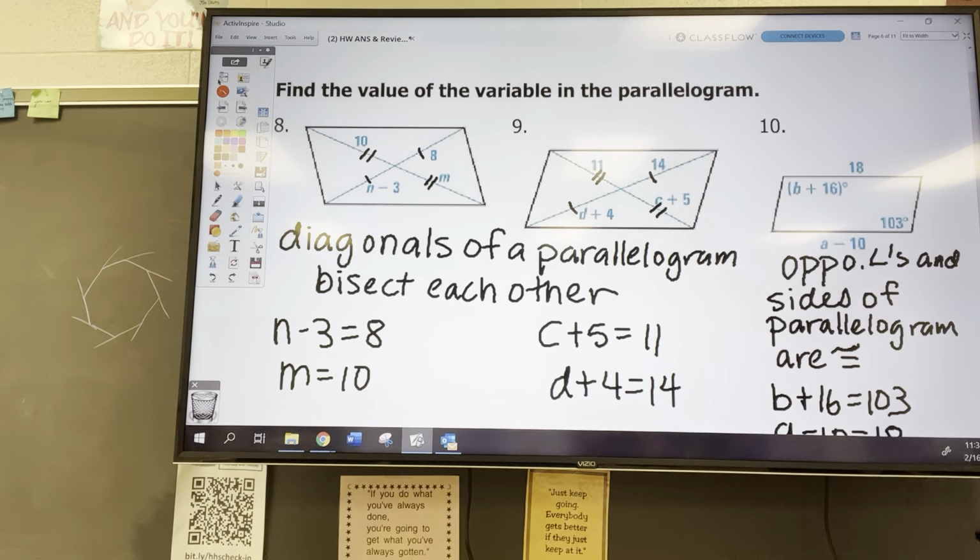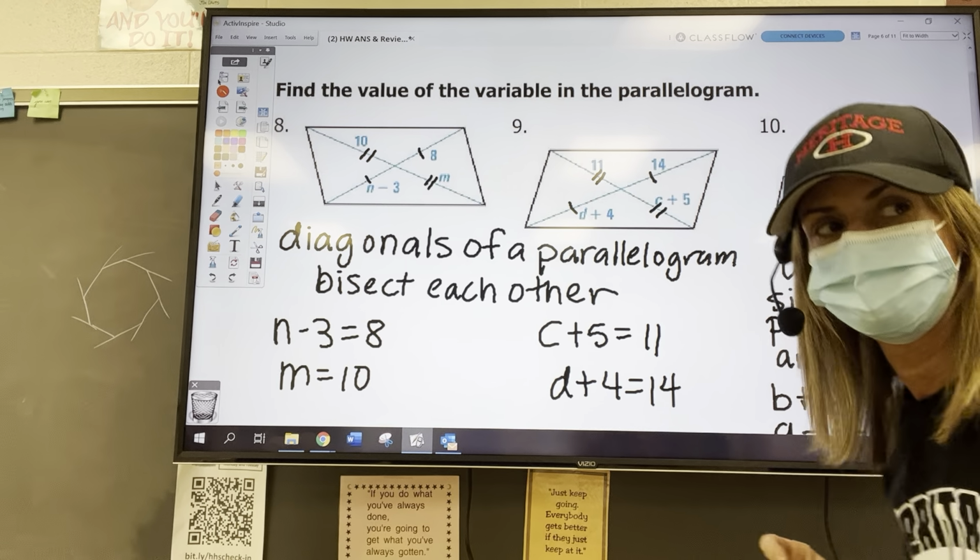Number 10, again, they told us it's a parallelogram, so we know that the opposite angles are equal. So we can set b plus 16 equal to 103. Good?